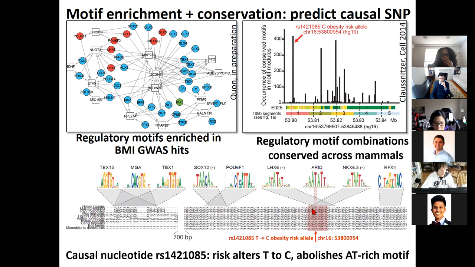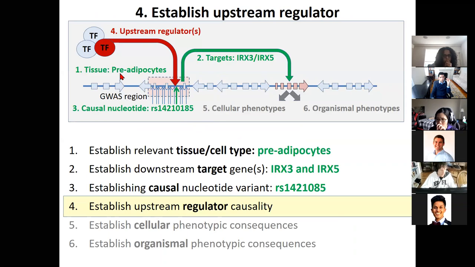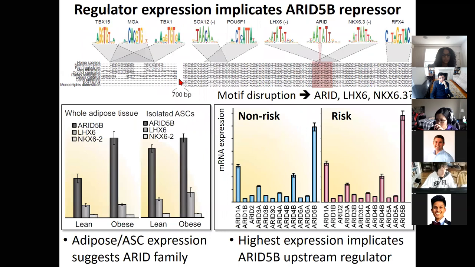So what that told us is that this evolutionarily conserved motif that gets disrupted might actually be the causal variant. And indeed, if you looked at this introduced rs1421085 SNP, this T-to-C alteration, you found that when you introduce that in a 10,000 nucleotide construct or in a 1,000 nucleotide construct, you increase the activity of the reporter gene, but you lose that in a 100 base pair construct, suggesting that it's a really large enhancer that needs to function together. So that gives us the tissue, the target genes, and the causal nucleotide. What about the upstream regulators? We looked at what are the factors that are known to recognize this motif, and which of these factors are in fact associated with increased expression specifically in adipose tissue. And indeed, we found that ARID5B was very highly expressed in both risk and non-risk individuals.